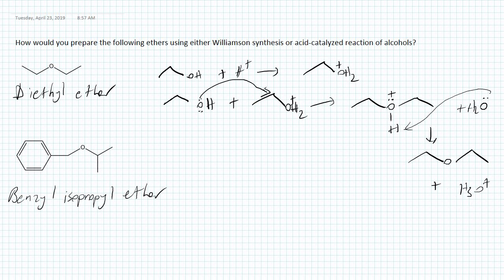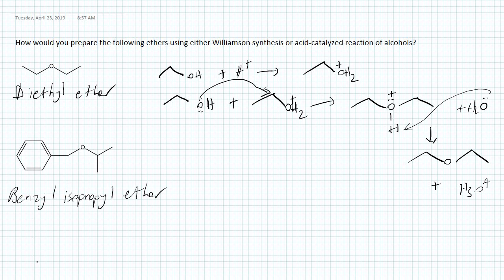Let's look at the second part of the question. Second part of the question asks, how would you prepare benzyl isopropyl ether? So basically we have to use Williamson ether synthesis. In Williamson ether synthesis, that's again an SN2 reaction. We use either primary halides or tosylates as our substrate, and the alkoxide is going to be our nucleophile.